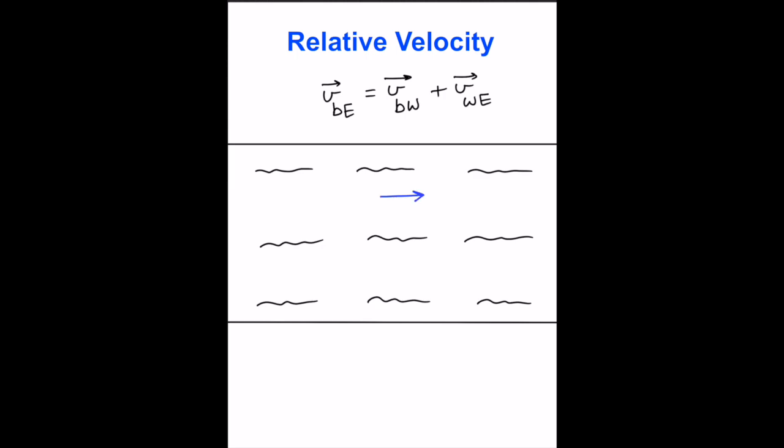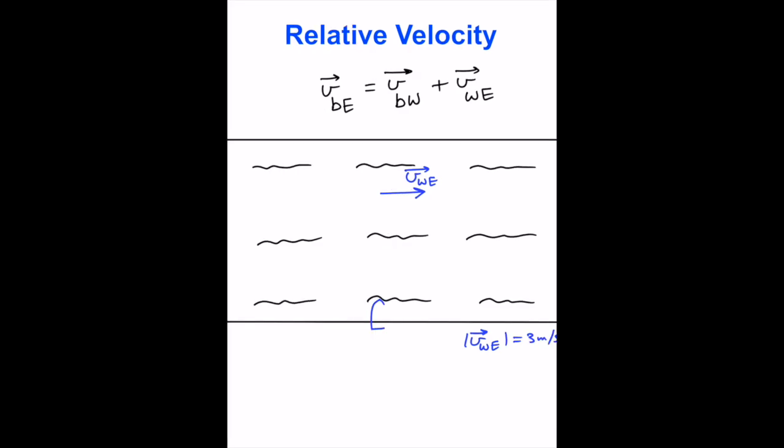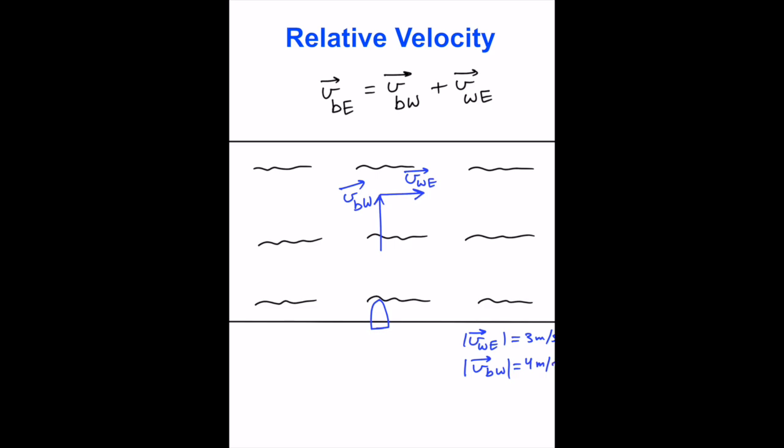So suppose the water waves are moving to the east at the speed of 3 meters per second. So the magnitude of the water velocity relative to Earth is 3 meters per second. And now suppose the boat wants to cross the river with an aim direction north. So the velocity of the boat relative to the water, suppose that it has a magnitude of 4 meters per second. So relative to the river, the boat is moving forward north.